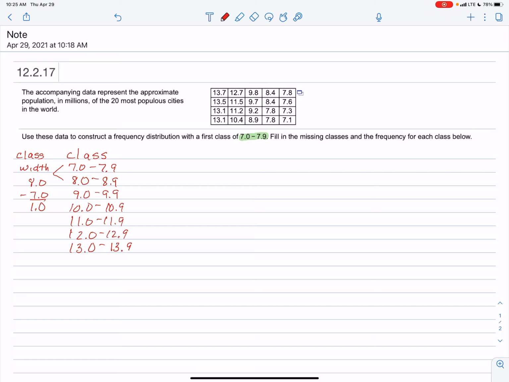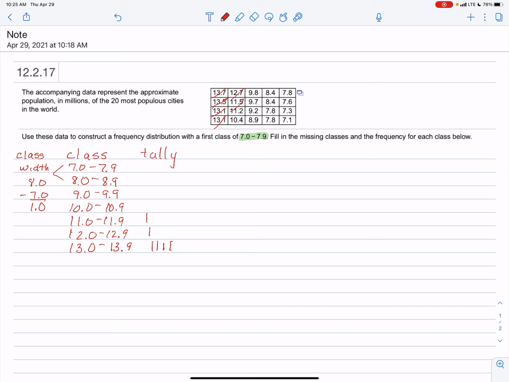Now our next task is to fit the data items into these individual classes. To do that, I'll take a tally. So 13.7, that fits into our last class. I'll just put a mark. 13.5 into that last class. 13.1, 13.1. Now 12.7 fits in the class before it, the 12 to 12.9.